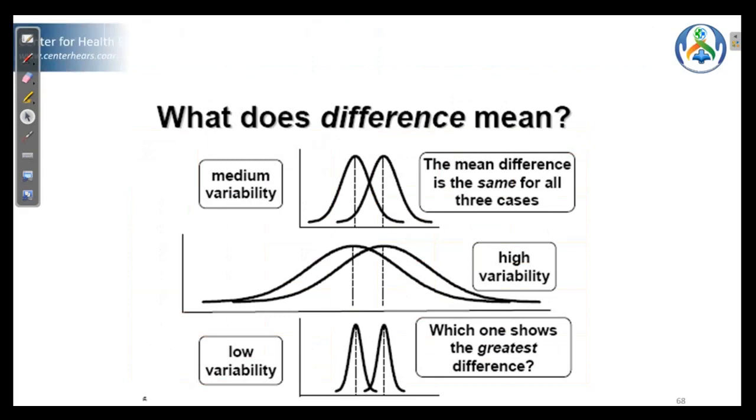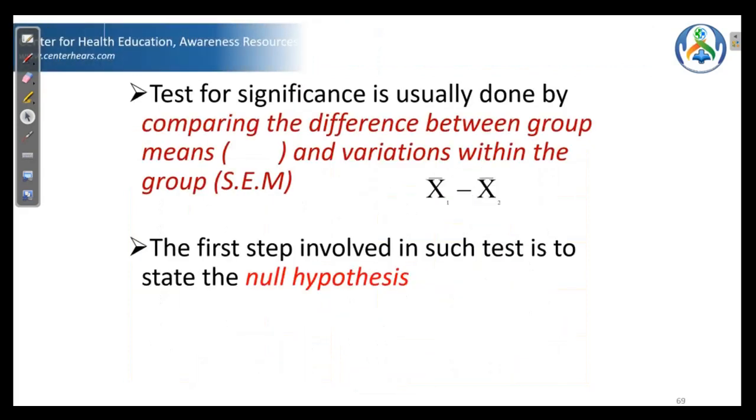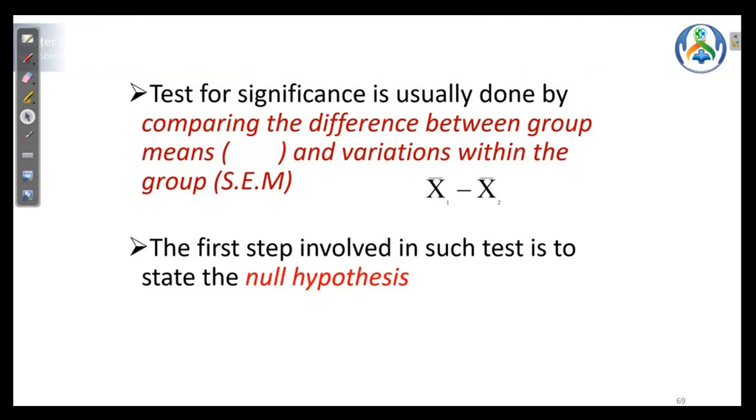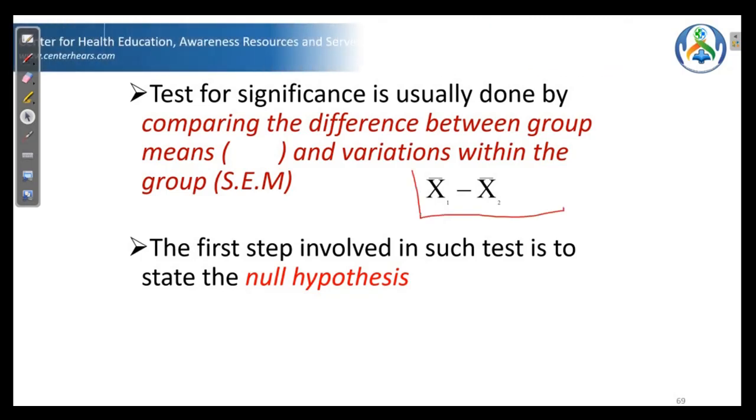So what actually is there? There are tests of significance usually done to compare the difference between the group means, that is x1 mean and x2 bar mean, and variance between the SEM. We have studied the SEM, the standard error of mean.